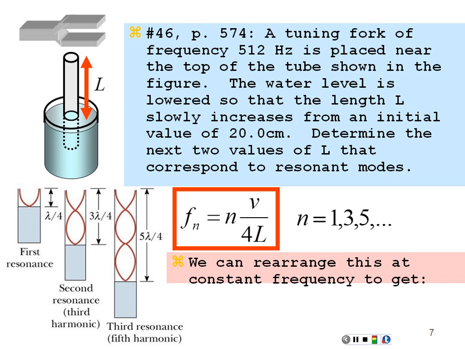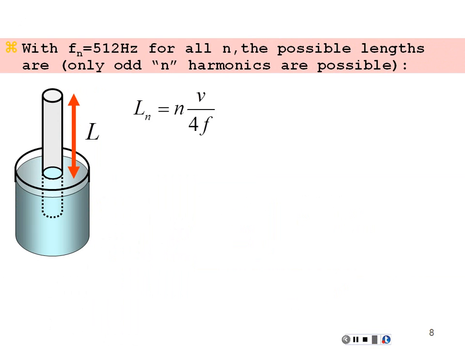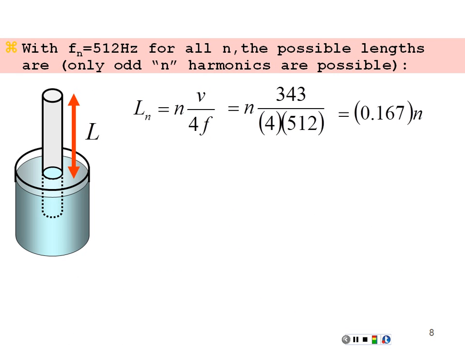We're going to arrange this equation for our frequencies to get the lengths that we need equal to n, where n is an odd integer, times velocity of sound over 4 times the frequency. Frequency is already determined to be 512 Hertz. So only our odd harmonics are present. For n equal 1, we would have 343 divided by 4 times 512, or 0.167. And in general, our odd harmonic will be that value for n equal 1, 0.167, times n. So our first one will correspond at 0.167 meters, or 16.7 centimeters down.